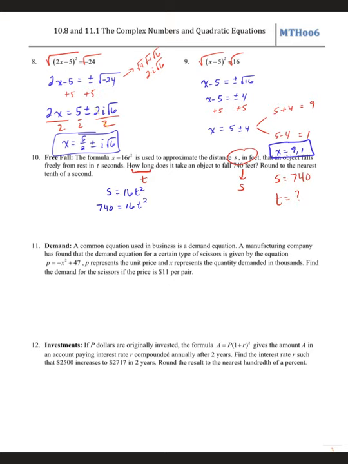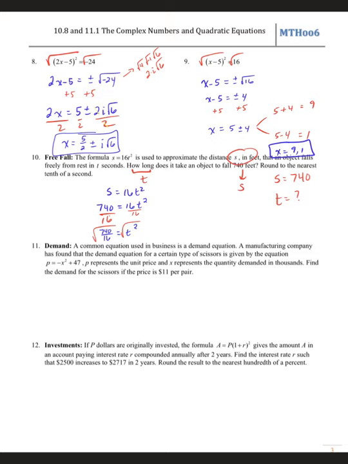So we want to work through this just like we've worked the other problems. So we want to divide both sides by 16. If you do 740 divided by 16, you will get a decimal. So we're going to leave it just like that for now, and let's rewrite this as 740 over 16 equals t squared. Now we can take the square root of both sides of this.